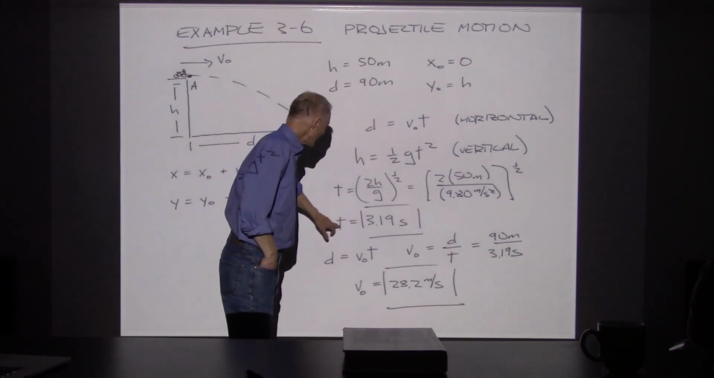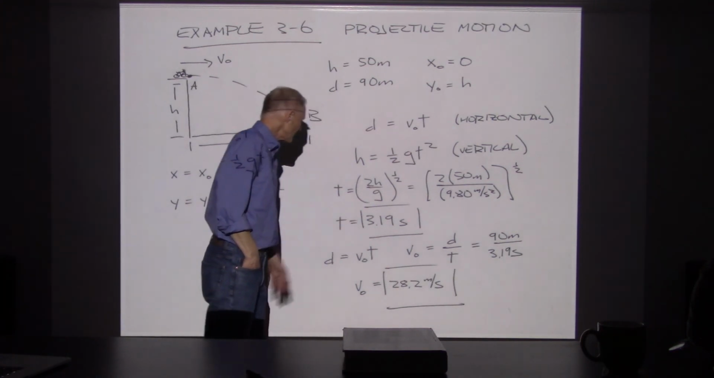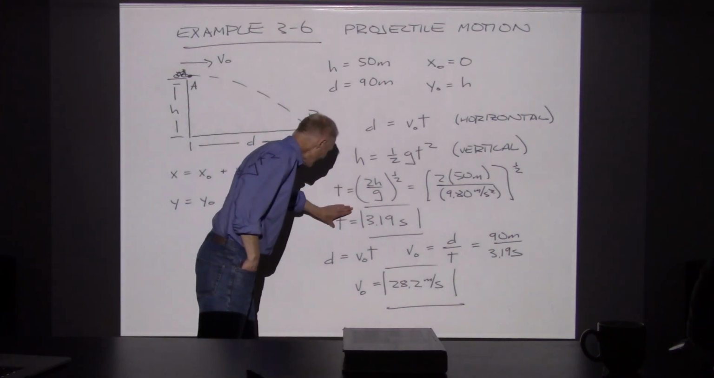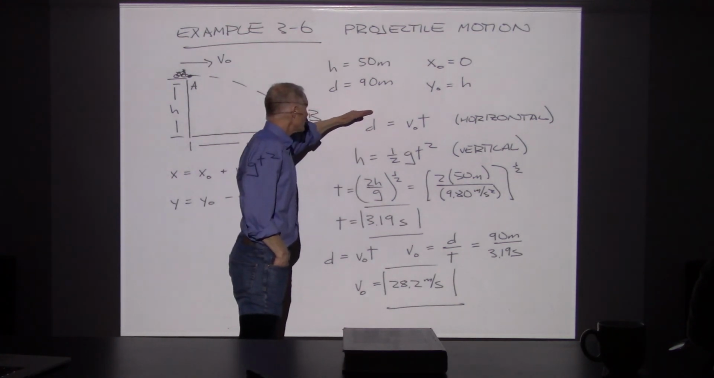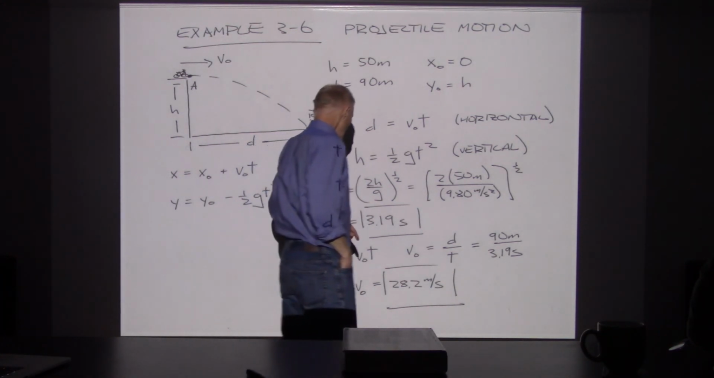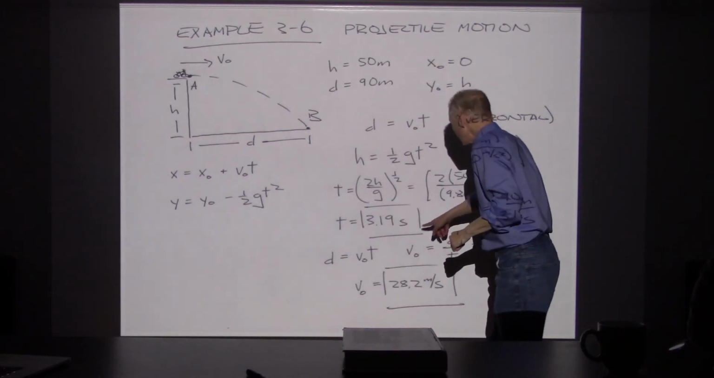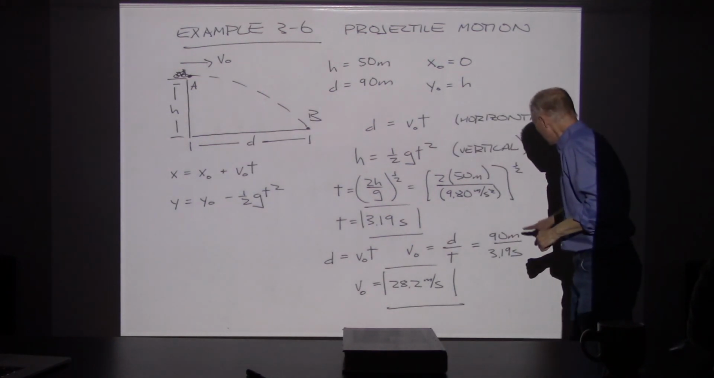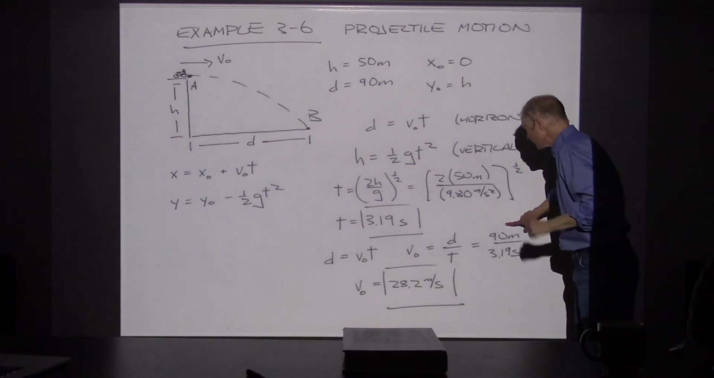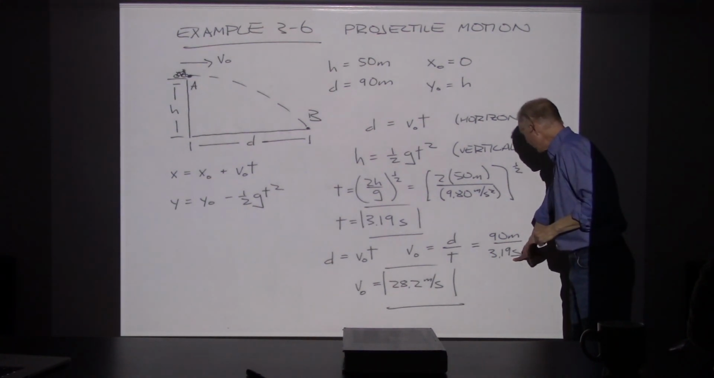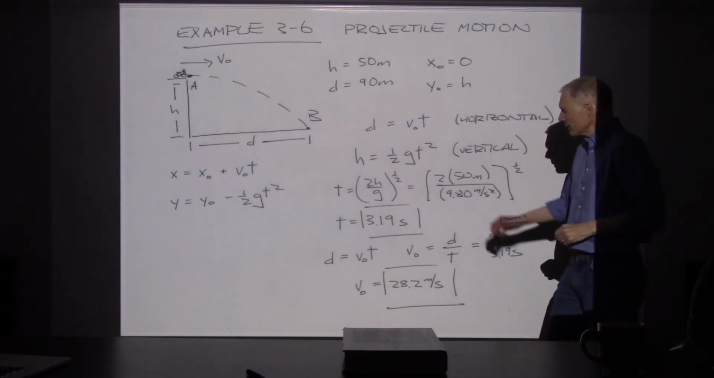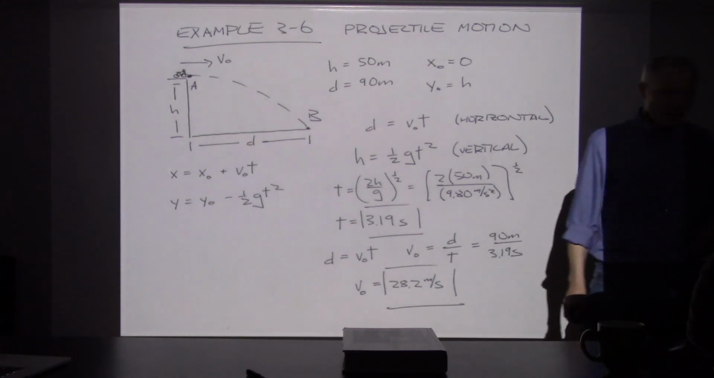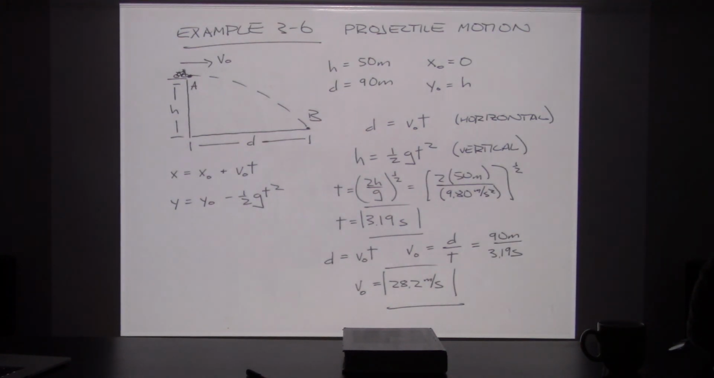Doing the formulas, I ended up with a time of 3.19 seconds. Then, solving my distance equation for v naught, I have to travel 90 meters in the horizontal direction in only 3.19 seconds. I'm going to have to drive off that cliff at 28 meters per second. That's like 65, 70 miles an hour.